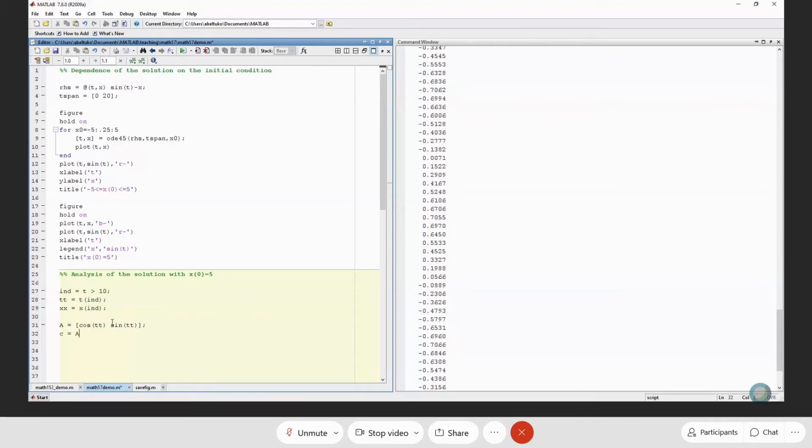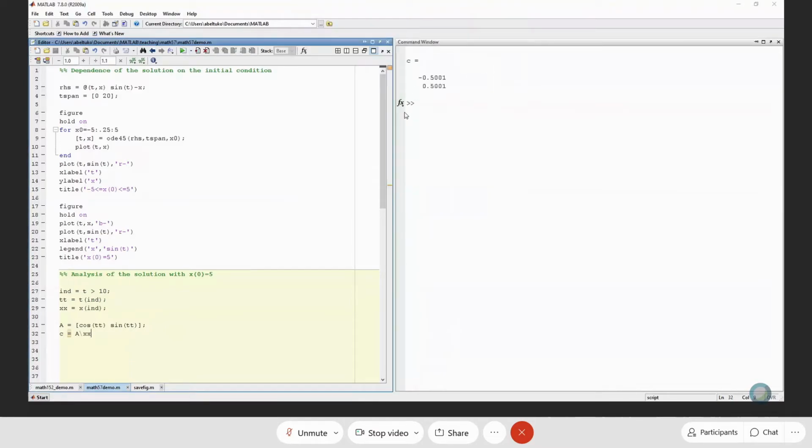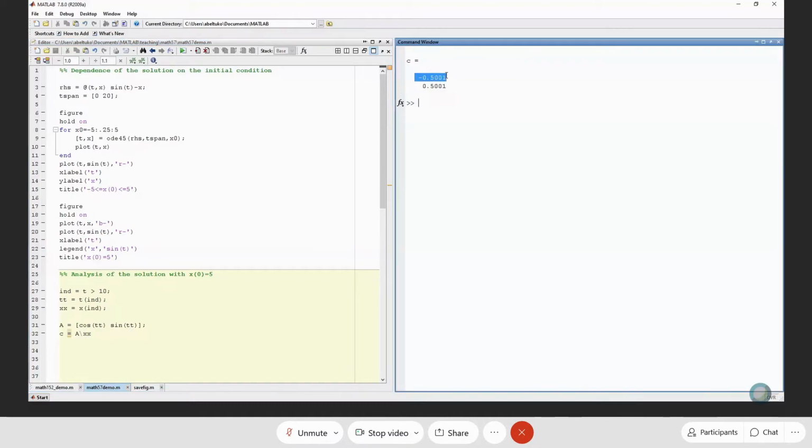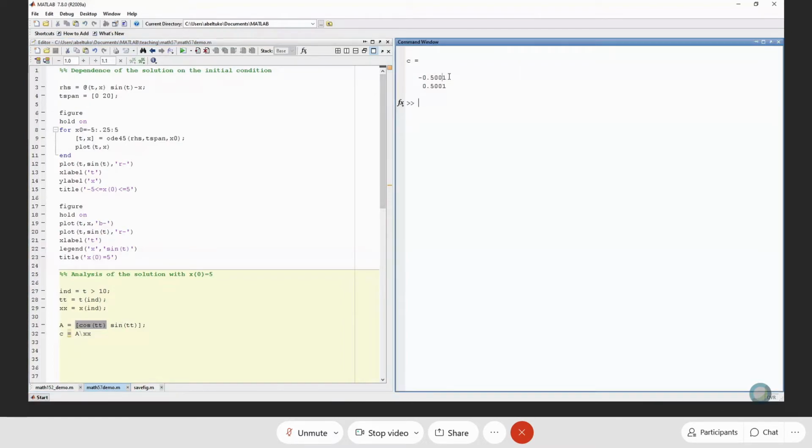Now we can write c equals a backslash double x. And let's see what we get. So first I'm going to just run this, and I'm not going to put a semicolon here. So this will display in the command window the output c. All right, so we see the graphs, and you see how the output is -1/2 and 1/2. Those of you who are wondering how I got -1/2 and 1/2, this is how. The first component corresponds to the coefficient in front of cosine, because the first column in the matrix A is cosines, right? And the second 1/2 is the coefficient in front of sine.